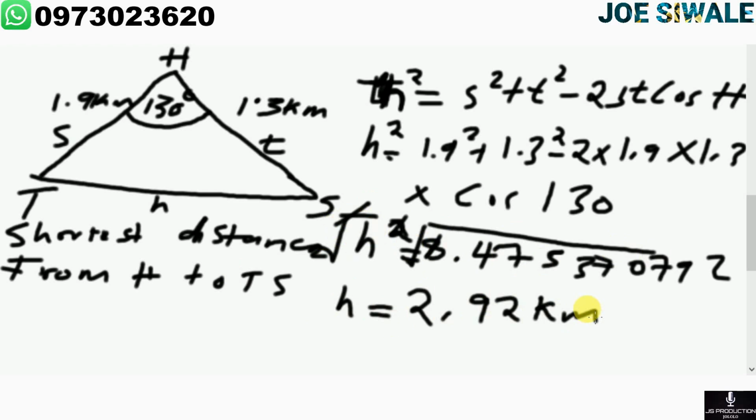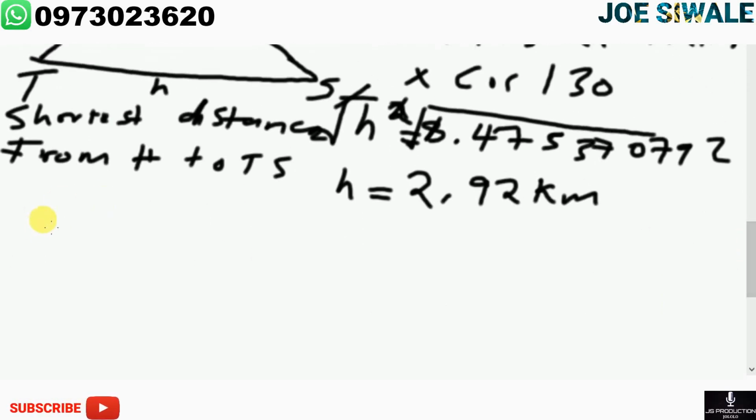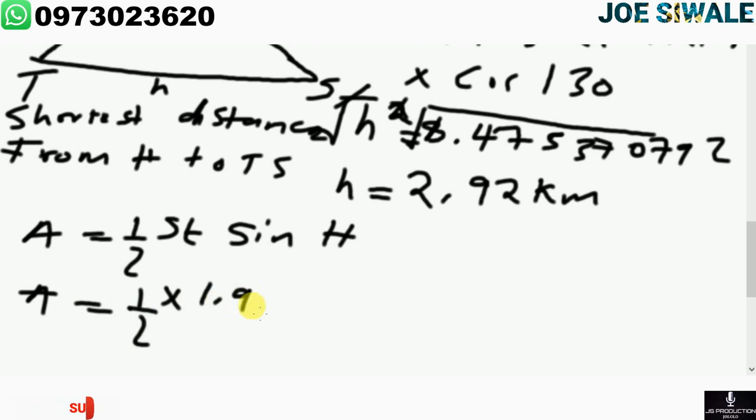So this means the length TS I have calculated is 2.92. The next thing I'm supposed to do is to calculate the area. For the area of a non-right angled triangle, we say half multiplied by s t sine h. So the area is equal to half multiplied by s, which is 1.9, multiplied by t, which is 1.3, multiplied by sine h. H here is the angle, which is 130 degrees.